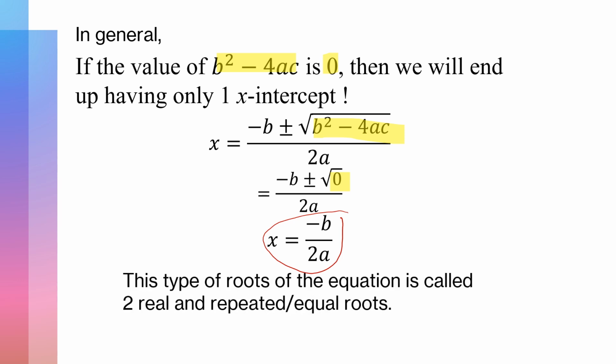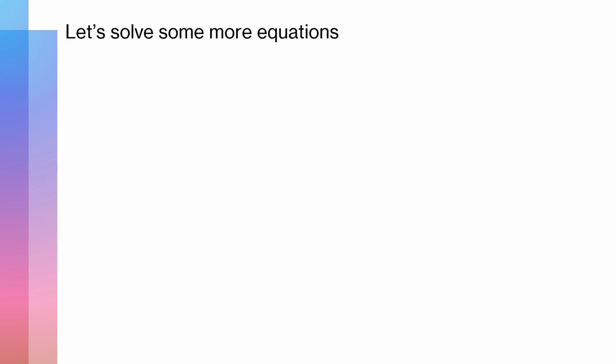All right, so these types of roots of the equation, let's summarize again. If the value of your b squared minus 4ac is 0, then this type of roots of the equation is called two real and repeated, or two real and equal roots. Okay, let's move on.